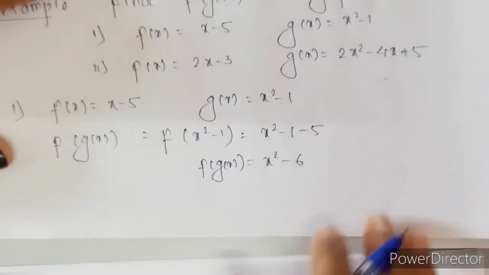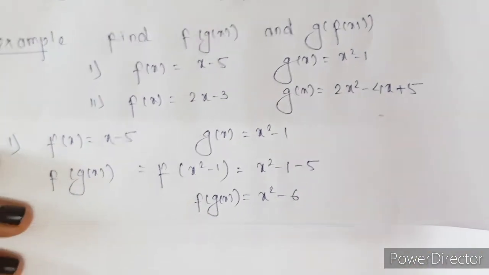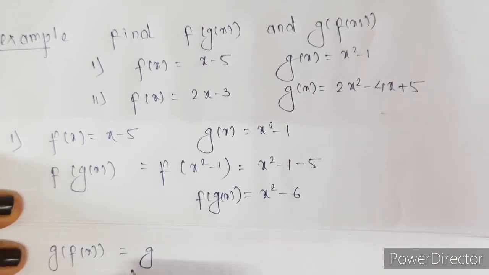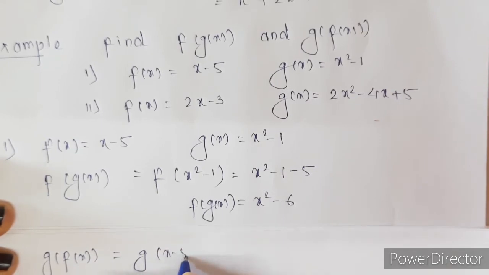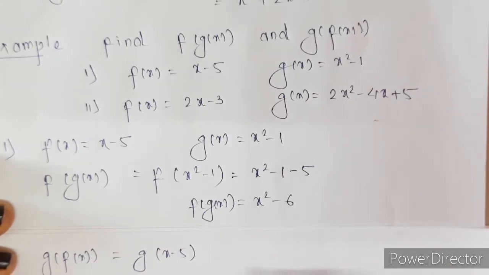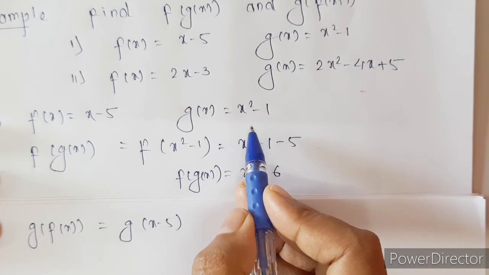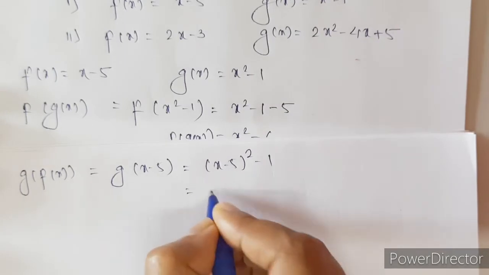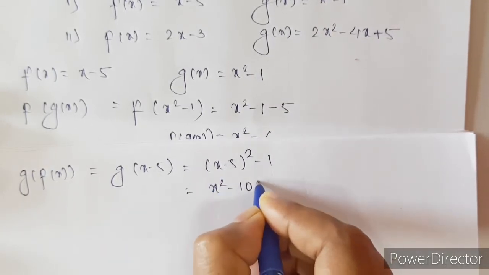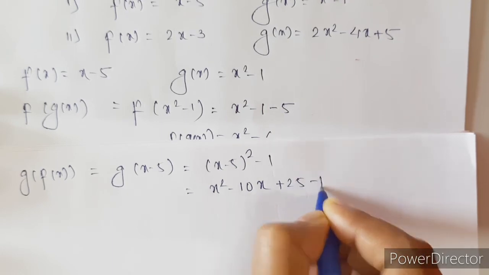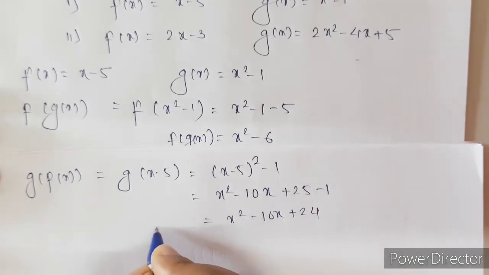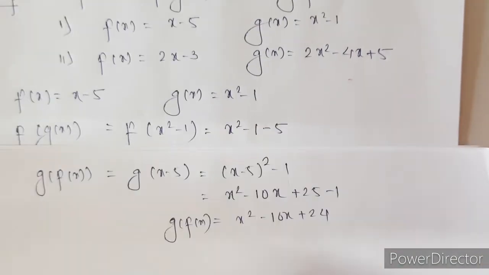Next is g of f of x. So g, keeping as it is, what is f of x? F of x is x minus 5. So in g we have to substitute, instead of x, x minus 5. So g of x is x square minus 1, so this will be (x minus 5) square minus 1. Now expand this: a square minus 2ab plus b square, and this minus 1. So this is x square minus 10x plus 24, which is nothing but g of f of x.